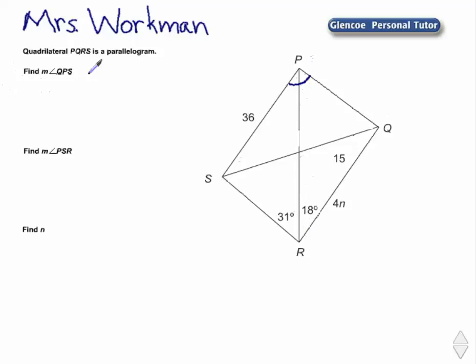So that means that angle QPS is congruent to angle QRS. If angles are congruent, that means then that the measures of those angles are equal. So I'm writing that statement. Next.